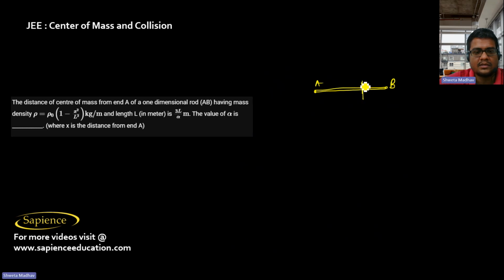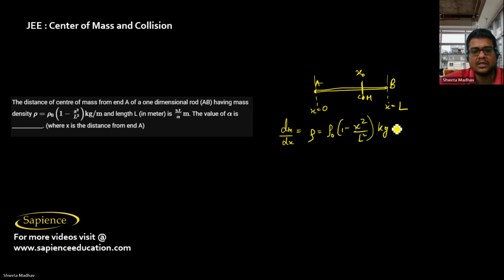From the end A, the center of mass is at x naught, suppose. So this is at x, and A is at x equal to 0 and B is at x equal to L. Having mass density rho, which is equal to dm by dx, which is rho naught into 1 minus x square by L square, in kg per meter, which is also called mu, the linear mass density.